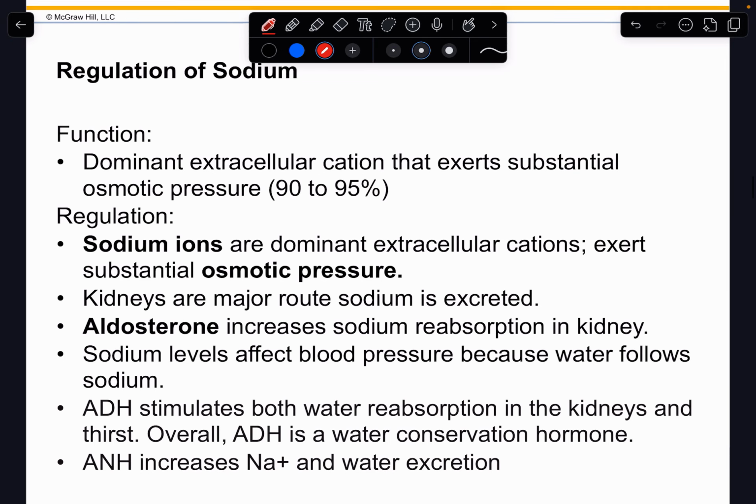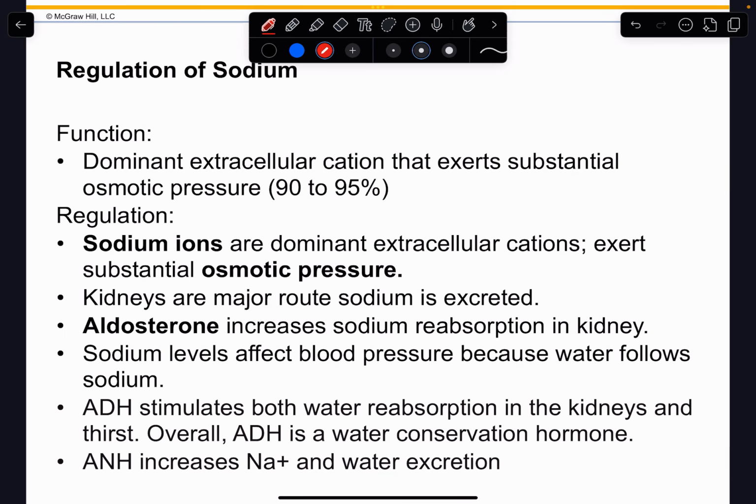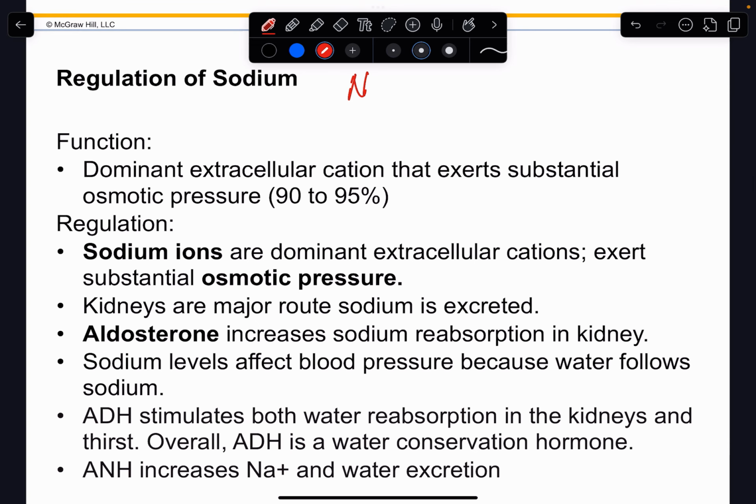We're talking about sodium. Sodium is the most abundant extracellular electrolyte. This ion plays a major role in regulating body fluid volume. Sodium chloride, the table salt. When you eat a lot of French fries, you get thirsty. Any salty food.